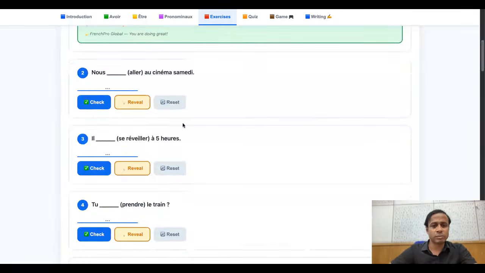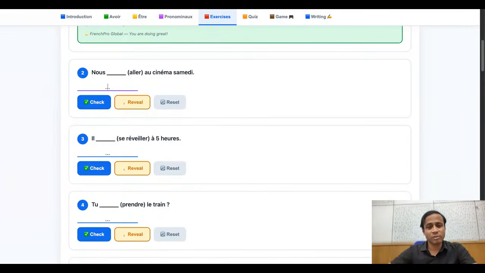Okay, now second number. Nous dash allé au cinéma samedi. Yes, your answer. Nous sommes allés au cinéma samedi. Okay. Yes, aller, here we have to use être verb. Can you tell me why we have to use être, not avoir? Yeah, you can write why in this sentence we have to use être, not avoir. Yeah, because aller is in the list of 17 verbs. Okay, so that is why we have to use être.